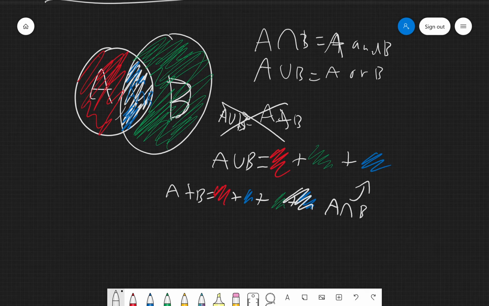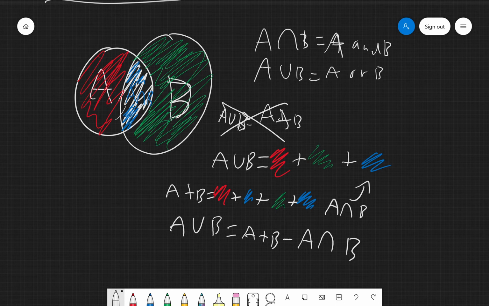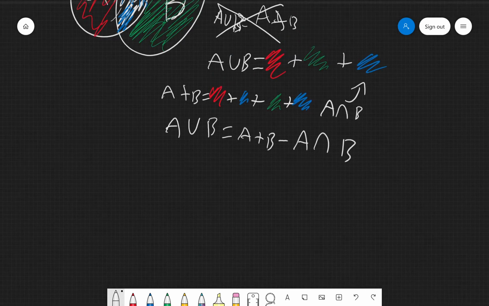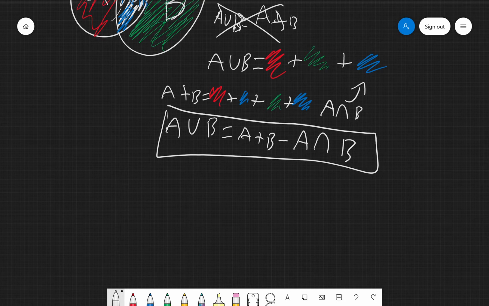So A union B is equal to A plus B minus this blue, and the blue is A intersection B, as we said right here. So we have A plus B minus A intersection B. Now you get the idea of this overcounting, right? I wanted to display in detail the idea of overcounting that A intersection B twice. This is important, so I'm going to rectangle it.